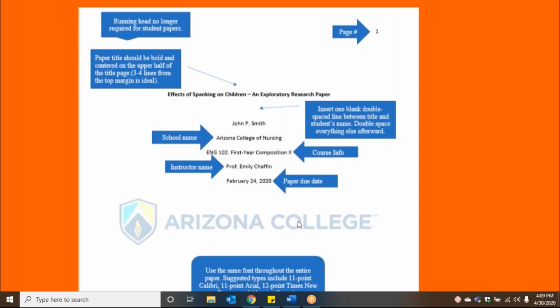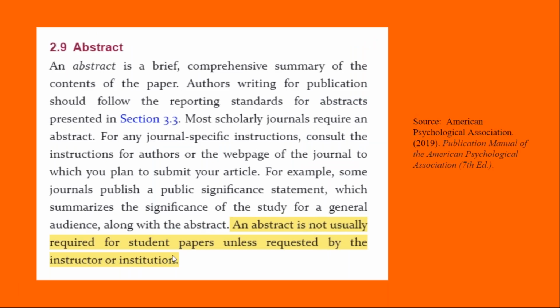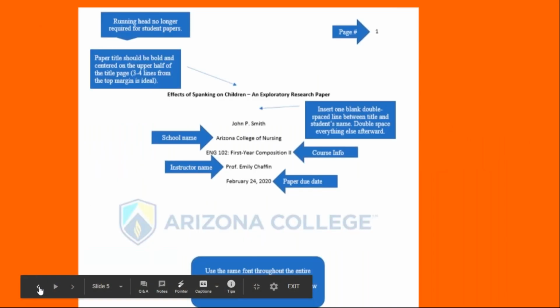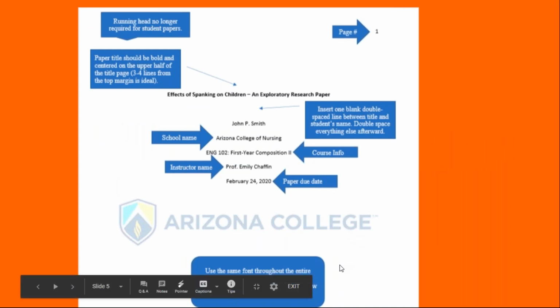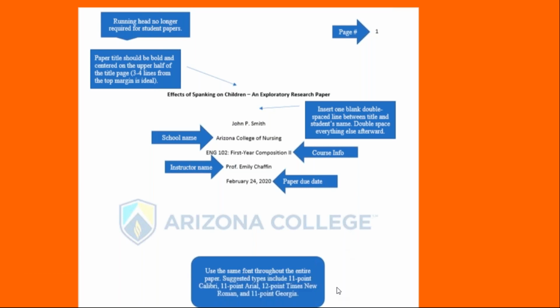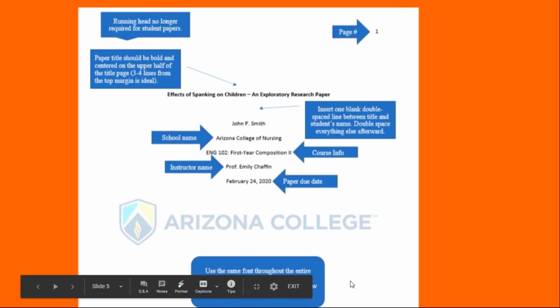All right. Now the font is going to be, I'm going to go back here. You're going to use the same font throughout the entire paper. Never change your font style. The suggested types you should see down here. Those include 11-point Calibri, which is what you see right now, 11-point Arial, 12-point Times New Roman, and 11-point Georgia. So any of those are acceptable fonts for APA. Just make sure you're using the same font throughout your paper.